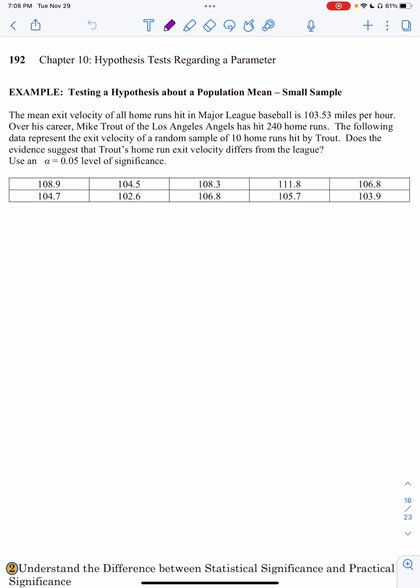Hi there, this is the last section or example that I was going to do on hypothesis testing about a population mean, and this one talks about a small sample.